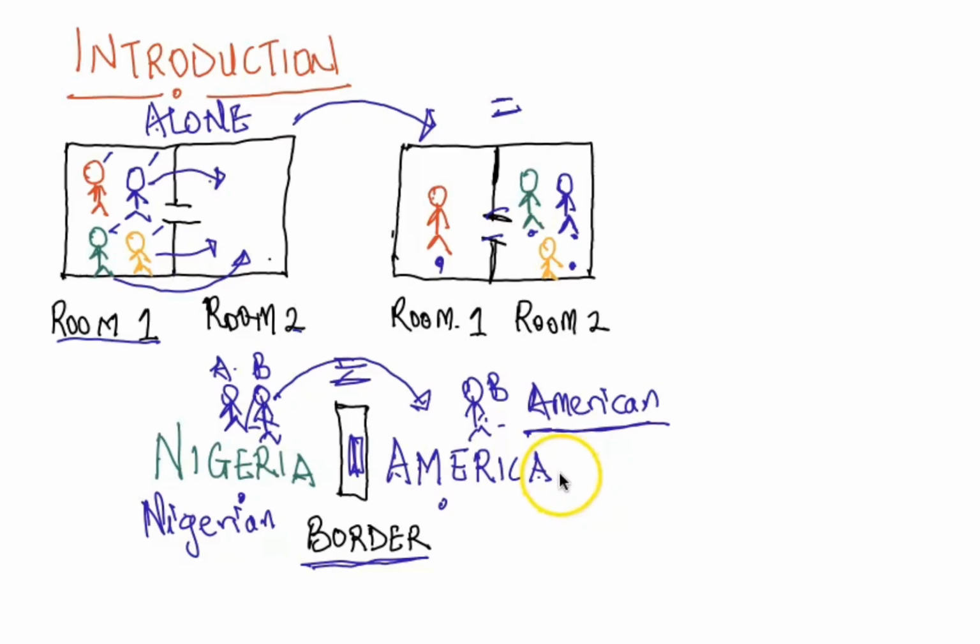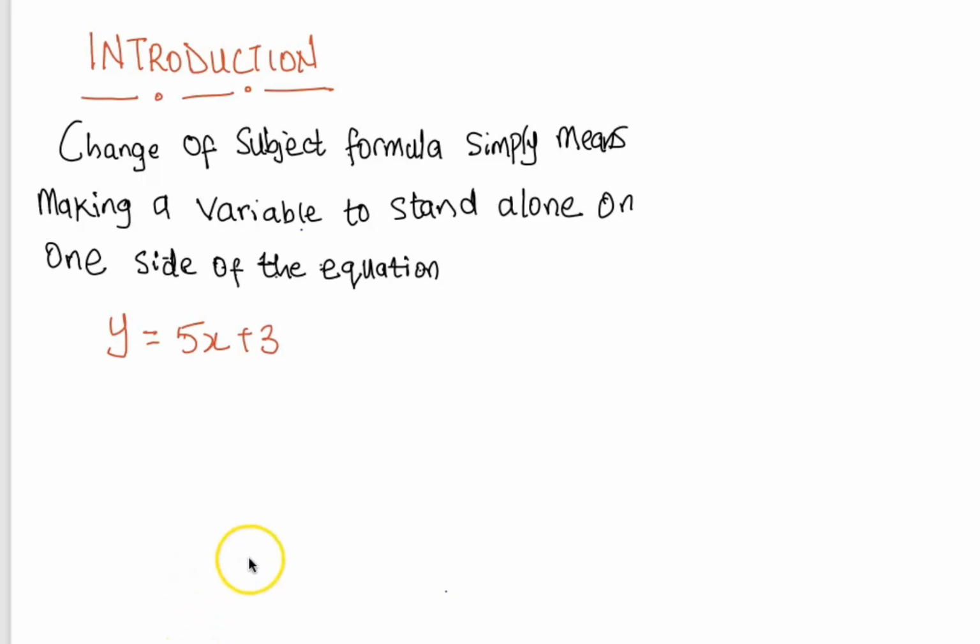So also when we make certain things the subject of the formula, there will be some changes that will take place. Either we have a plus, and when this plus crosses this equality sign, which is the equal to sign, it will change to minus. So mind you, during change of subject of a formula, there are some changes that will always take place. So change of subject of a formula simply means making a variable to stand alone on one side of the equation.